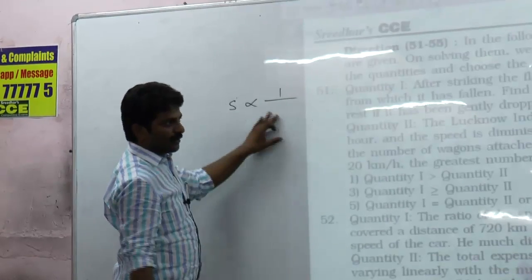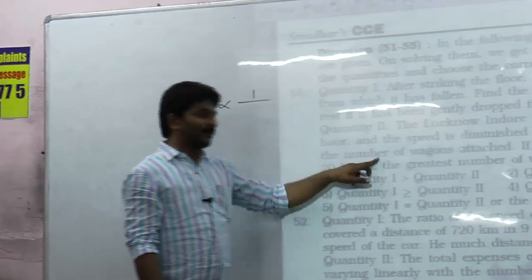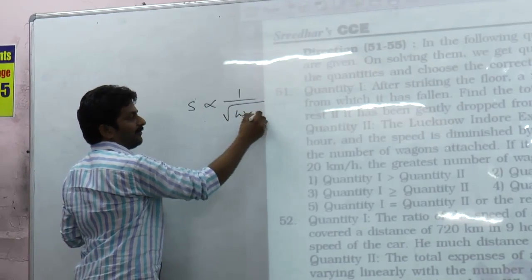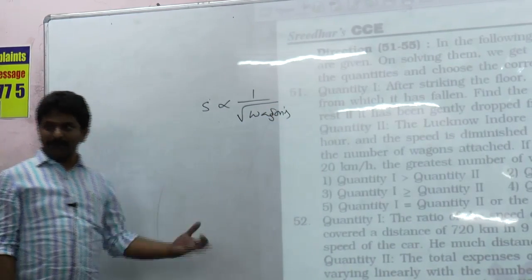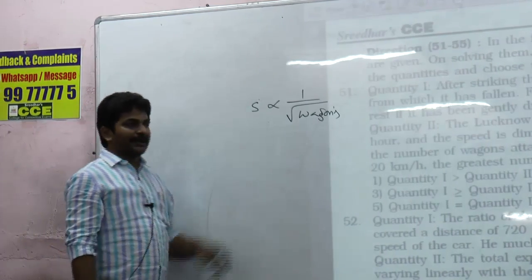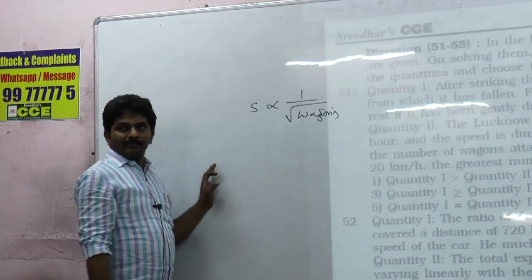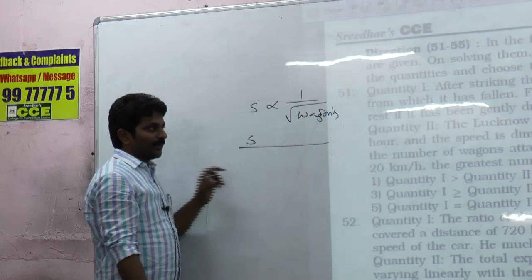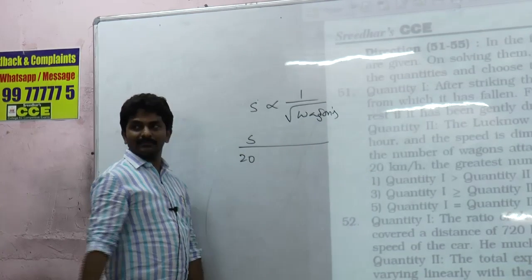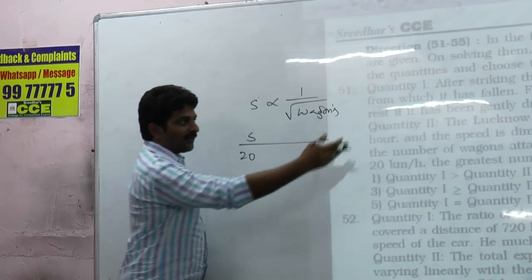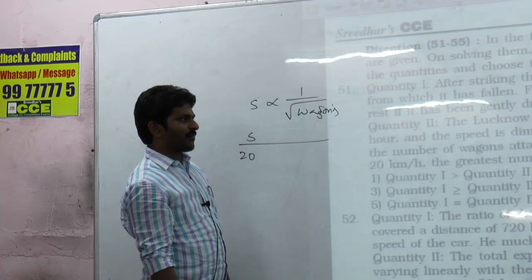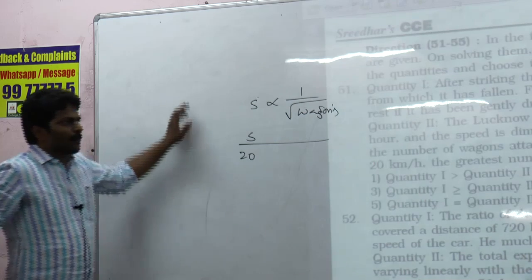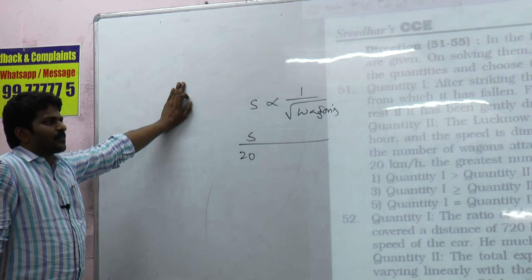Speed varies inversely proportional to number of wagons, and that is given as square root of number of wagons, like you know, bogies, number of bogies. Now let me take speed here, number of bogies here. Initially speed was 20 km per hour and number of wagons were 4 wagons.